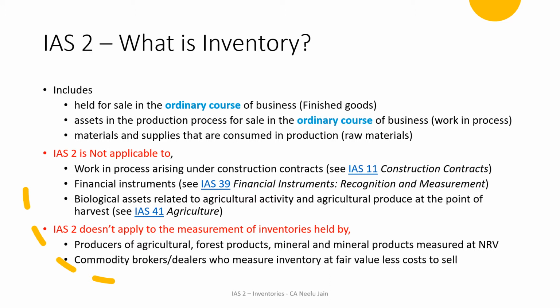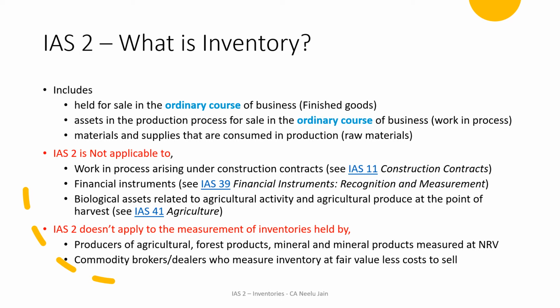Now, there's another aspect to IAS 2. IAS 2 states that it doesn't apply to the measurement of inventories held by certain producers and brokers. It means that IAS 2 is applicable to all these areas. However, with respect to the measurement of inventory, it is not applicable. Why? Because there a particular method is already acceptable as per the standard of the industry. For instance, producers of agricultural and forest produce, mineral and mineral products are measured at net realizable value. And the second is commodity brokers and dealers, like gold and silver, who measure inventory at fair value less cost to sell.